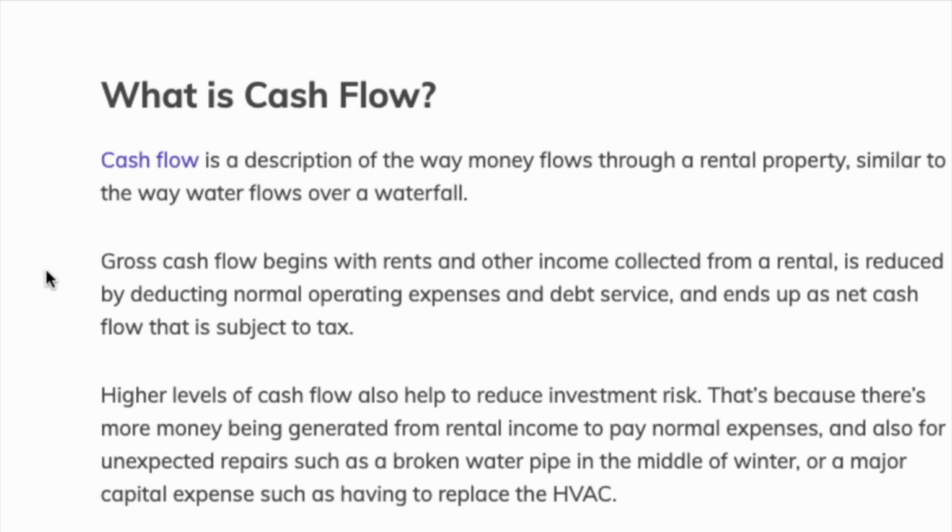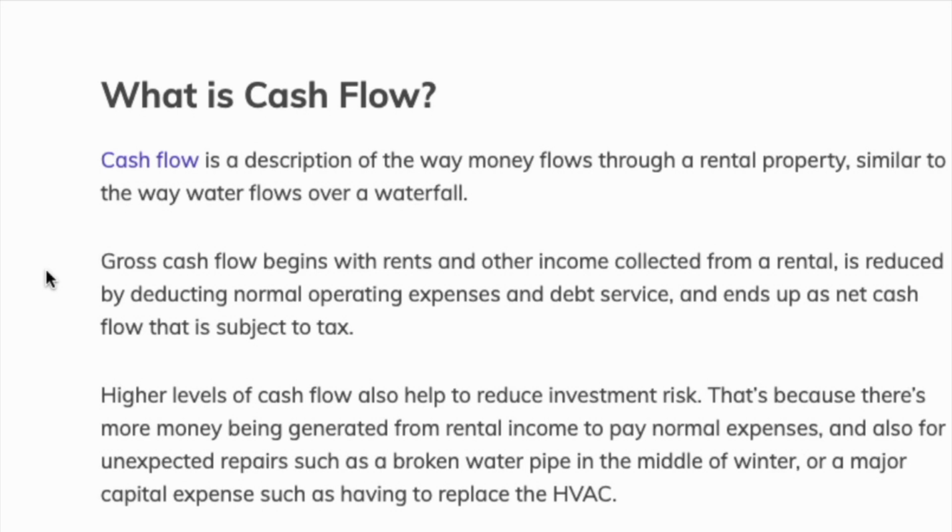So what is cash flow? Cash flow is a description of the way money flows through a property, similar to the way water flows over a waterfall. Basically, you're going to have income that comes from a property. So this could be rental income, how much a tenant is paying per month. It could be other fixed income, like if they have pets and you're charging $50 a month per pet. It could also be parking as well. Maybe you're charging on a monthly basis for a parking space. So this is all income streams.